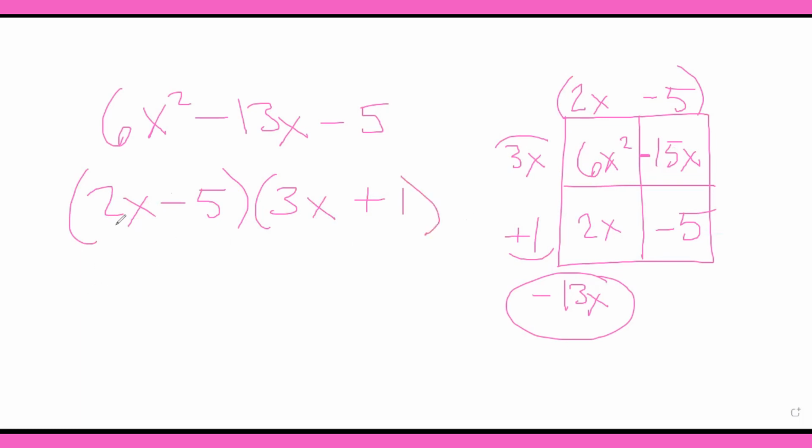So again, I can check with FOIL. That gets me 6x squared first. Outer, that's a positive 2x. And a minus 15x, that does add up to negative 13x. And my last term is negative 5. So that works out. Those are my factors. And if we needed to solve for our solutions, we would set each of those equal to 0.